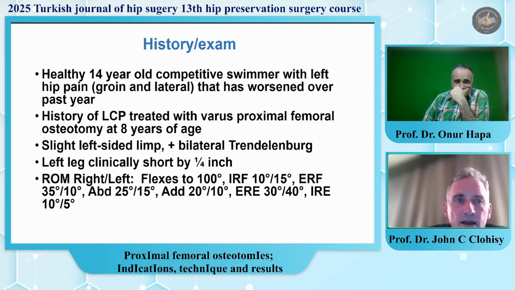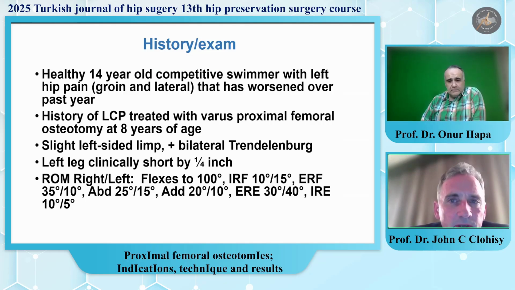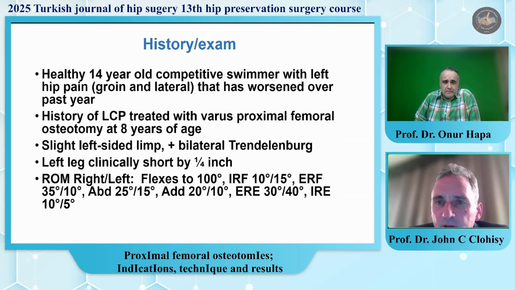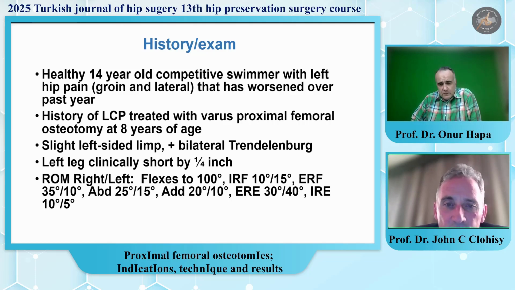Okay, this is I think our last case. This is a 14-year-old competitive swimmer. She has worsening pain over the past year. She has a history of Perthes disease that was treated with a proximal femoral varus osteotomy at age 8. She has a left-sided limp. She has a positive Trendelenburg. She's clinically short on that side, and her range of motion there flexes to 100, very restricted. IRF and ERF of 15 degrees and 10 degrees on that side, limited abduction of 15.